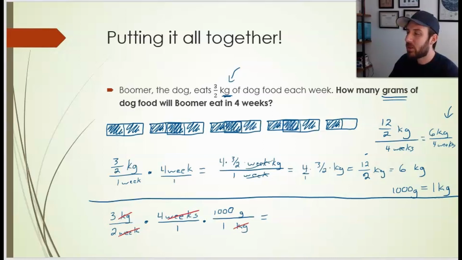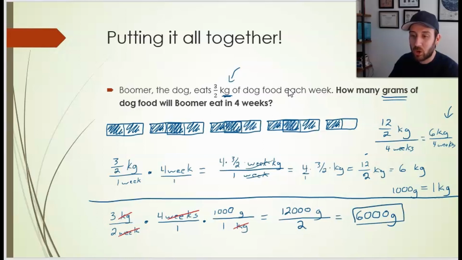And if we multiply the numbers on through, we have 3 times 4 times 1,000 grams is going to be 12,000 grams. And on the denominator, I have 2 times 1 is just 2. So 12,000 grams divided by 2 is 6,000 grams. And that's our answer, which we can go back and double check makes sense as 1,000 more grams than the 6 kilograms we had figured out here and here.